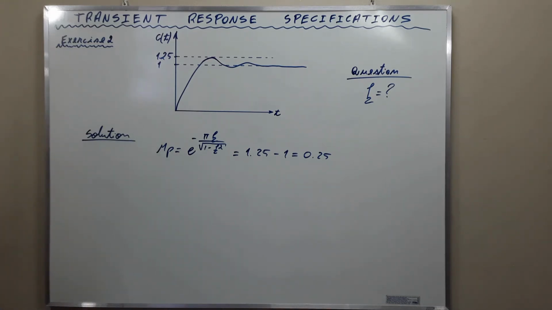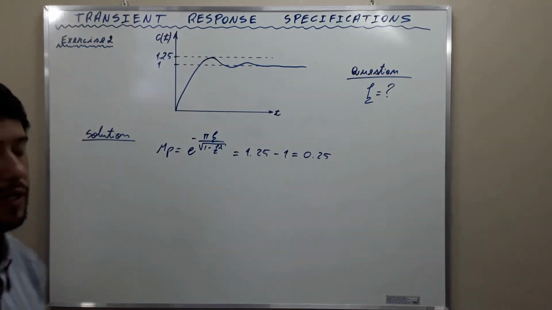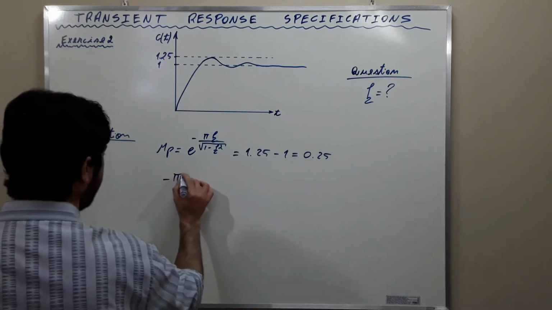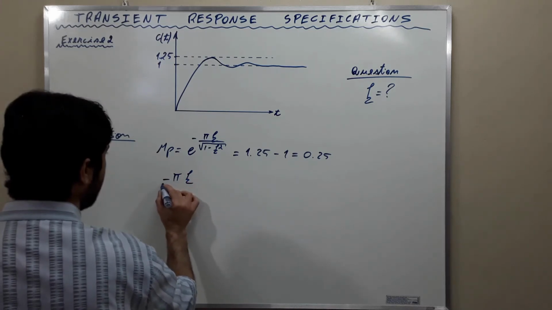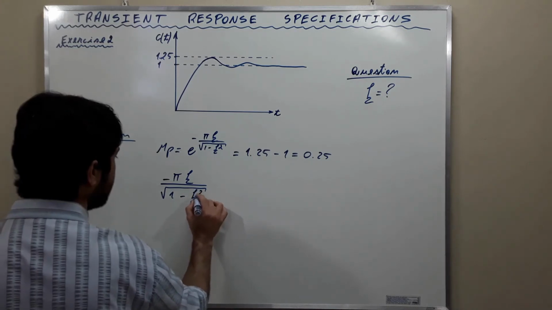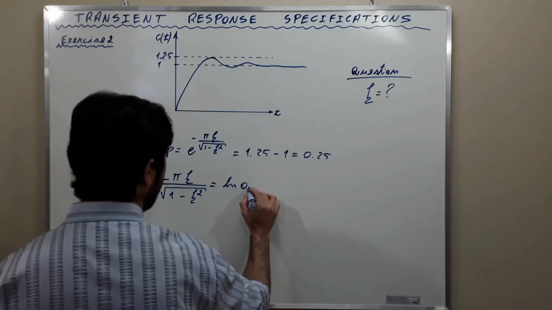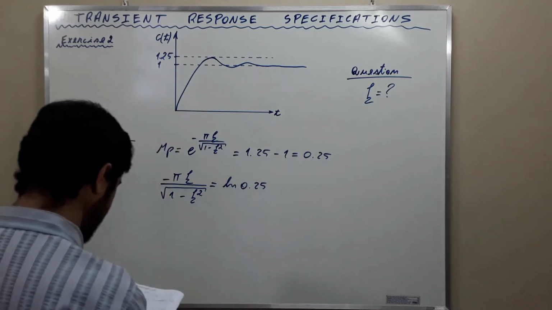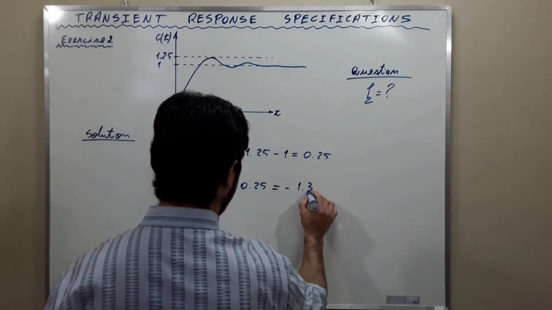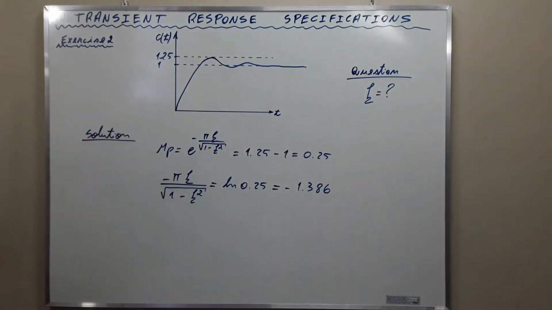Okay? If we take the natural logarithm of this part and this part, we get minus pi zeta divided by the square root of 1 minus zeta squared equal to the natural logarithm of 0.25, which is minus 1.386. Okay?